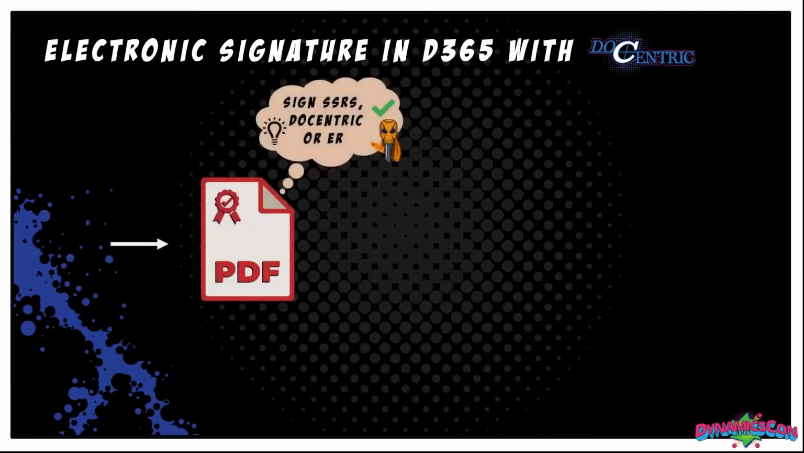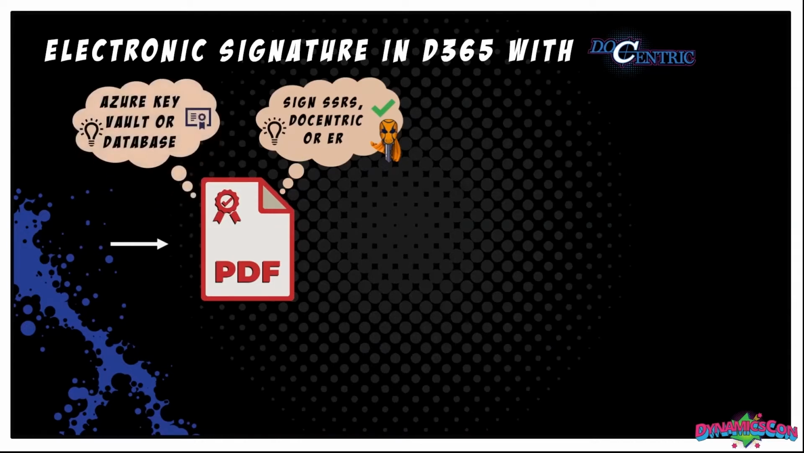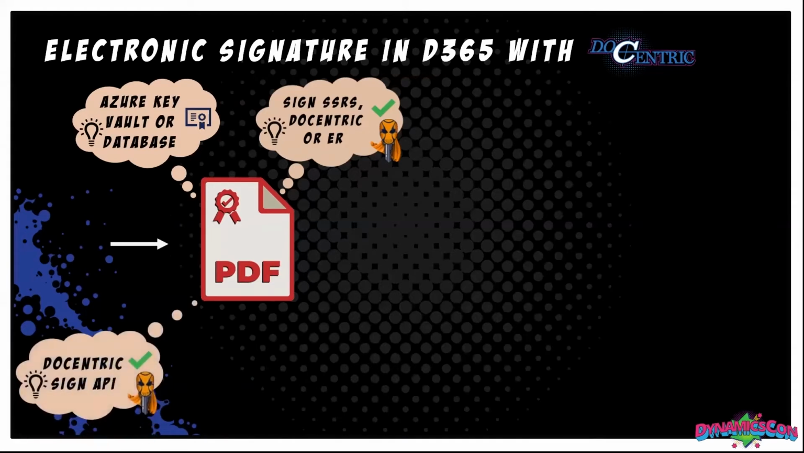When the PDF is generated, we can sign it. And it doesn't matter if it's generated from SSRS, Docentric, or electronic reporting design. Digital certificates used for signing can be stored internally in the D365 database or even more securely in Azure Key Vault. And for other PDF documents, such as attachments or PDFs generated via customization, you can use our signing API.